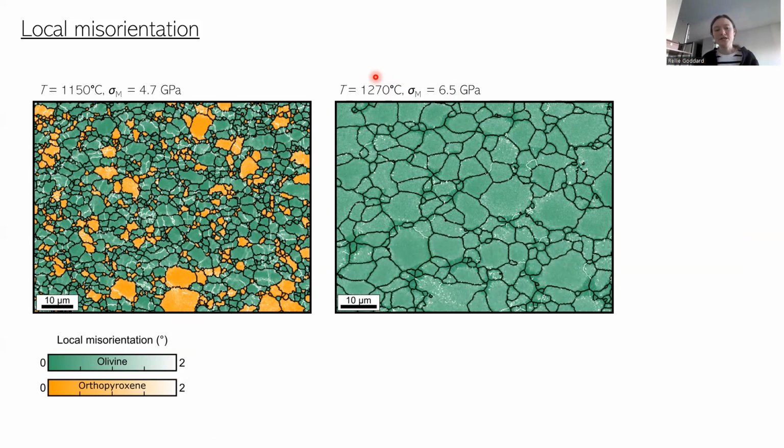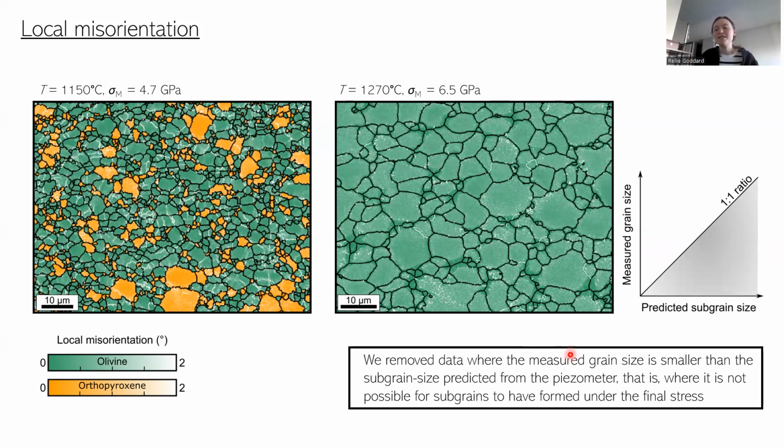And so this gave us the idea that potentially in some of these experiments where your stresses are very, very low, the predicted subgrain size from the piezometer is probably greater than your measured grain size in the rock. So we don't want to include samples which theoretically shouldn't have subgrains in, because we're only really interested in testing when subgrains exist. But we wanted to find an objective way of removing certain data from our study. And so we did this by predicting the subgrain size from the last increments of stress in the study and comparing it to the measured grain size that we had in the rock.